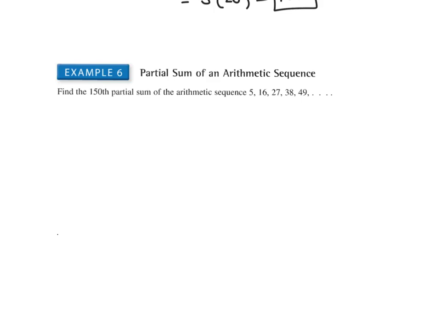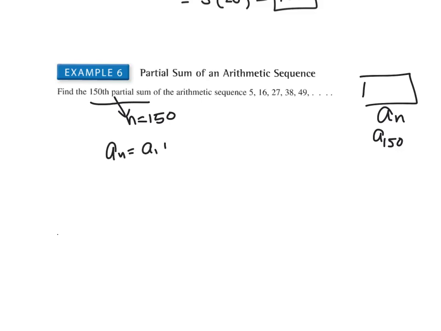Anyway, so find the 150th partial sum. What that means is they want to find 150 terms. Now, the only problem with this is that they don't give you that last term. They don't give you a sub n, or in this case, a sub 150, okay? So this is where you have to use both formulas. You have to use the sequence formula and the sum formula. So let's start with the sequence formula. That's your a sub n equals a1 plus n minus 1 times d, okay?